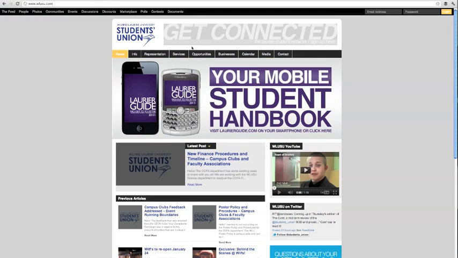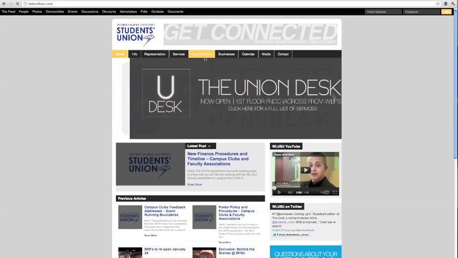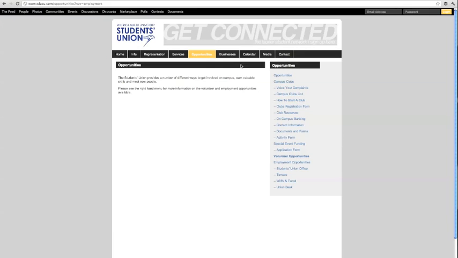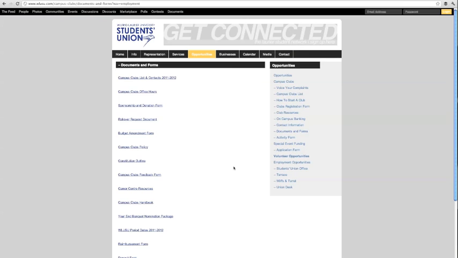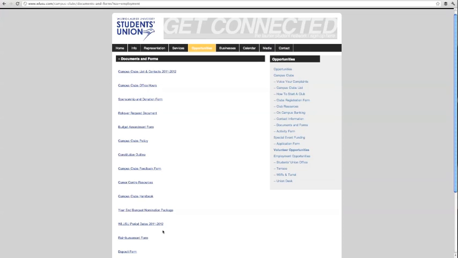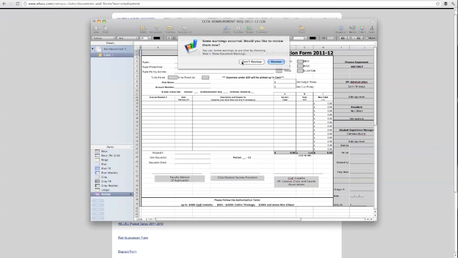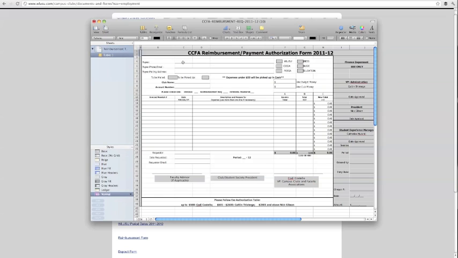form. So on the Wolusi website, you're going to go under the Opportunities section. Under the Campus Club section, we're going to go to Documents and Forms. You're going to find then the reimbursement form. You can open that right up. And this is the 2011-2012 form. It changes every year, so make sure that you're operating on an updated form.